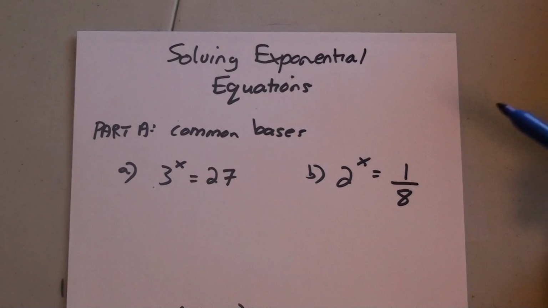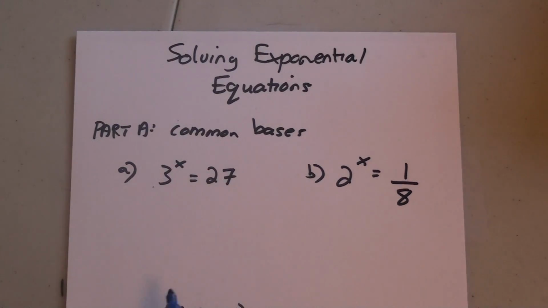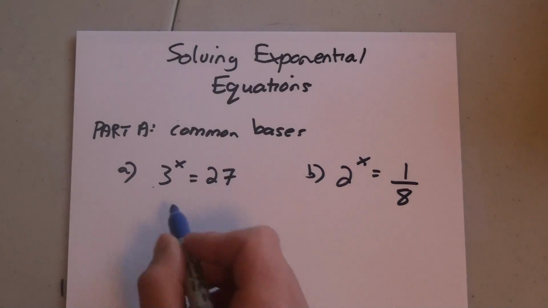Exponential equations, we're going to break it up in two parts. The first one is when you're going to have a common base. You can do this without using a calculator. So if you have, for example, 3 to the exponent x equals 27, you want to find what your exponent is. Try to get both sides so they have the same base.